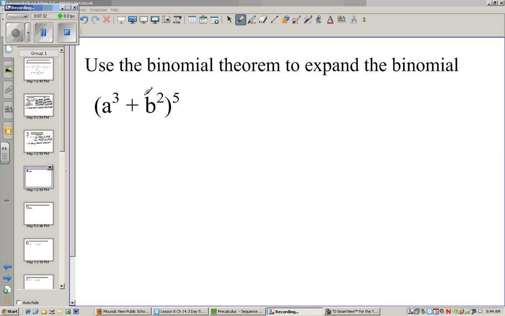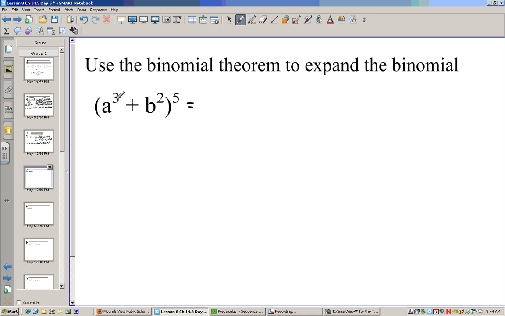All right, now let's expand this. Same principle, now we're just dealing with exponents to an exponent power. So as long as we know our rules, everything's fine. We're going to do, from the previous problem, 1, 5, 10, 10, 5, 1 for our coefficients. So let's just put those in there.